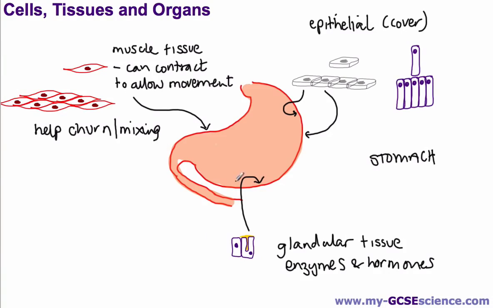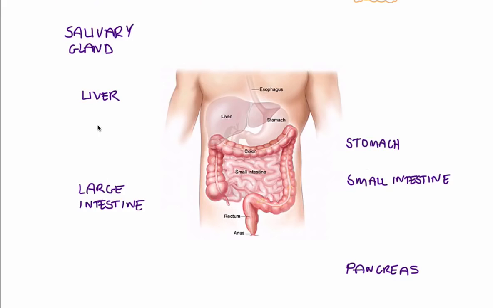So one example of an organ that has these three important tissues in them is the stomach, and you need to know the details about those tissues and the jobs that they do. And then it makes sense that if we've looked at the stomach, it might also make sense to look at the digestive system as a whole.